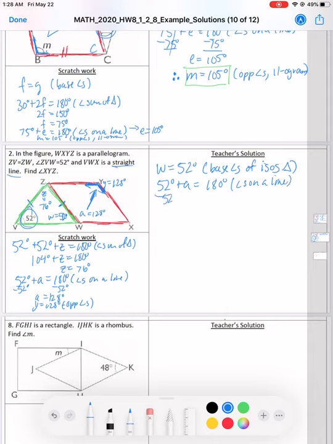Subtract 52 from both sides. A is going to equal 128 degrees. Okay. And I know that angle XYZ, therefore, that angle is also equal to 128 degrees because of opposite angles, parallelogram. Okay.